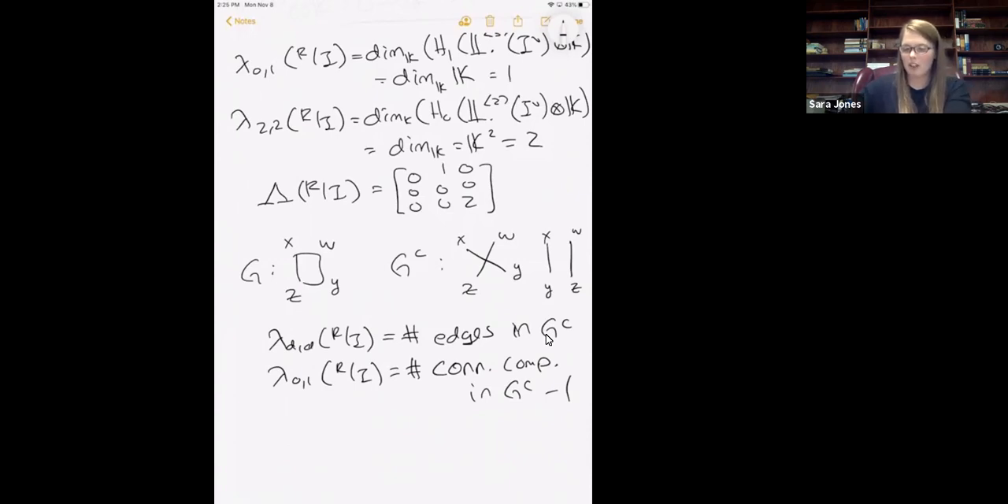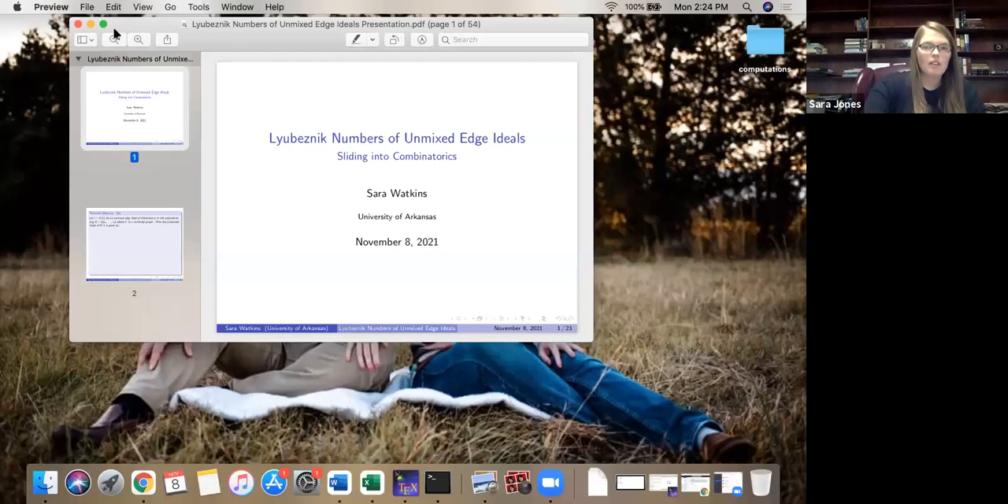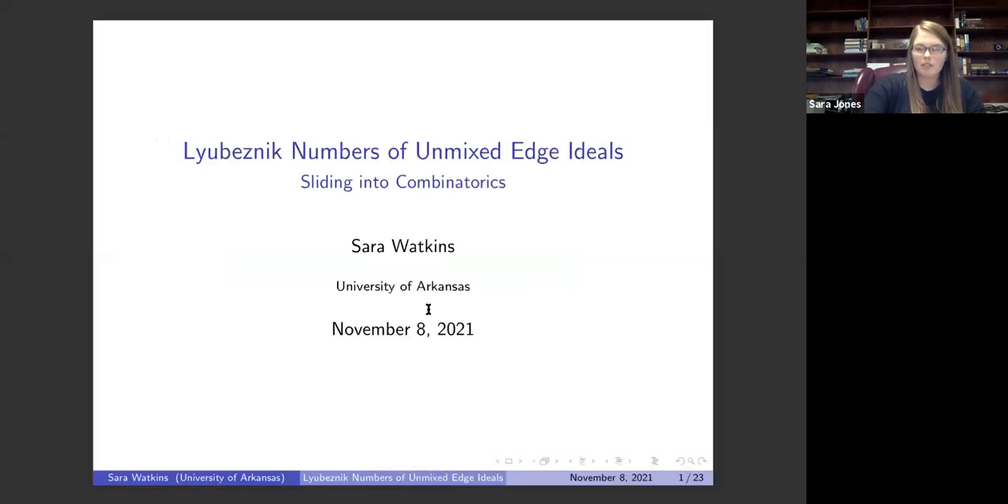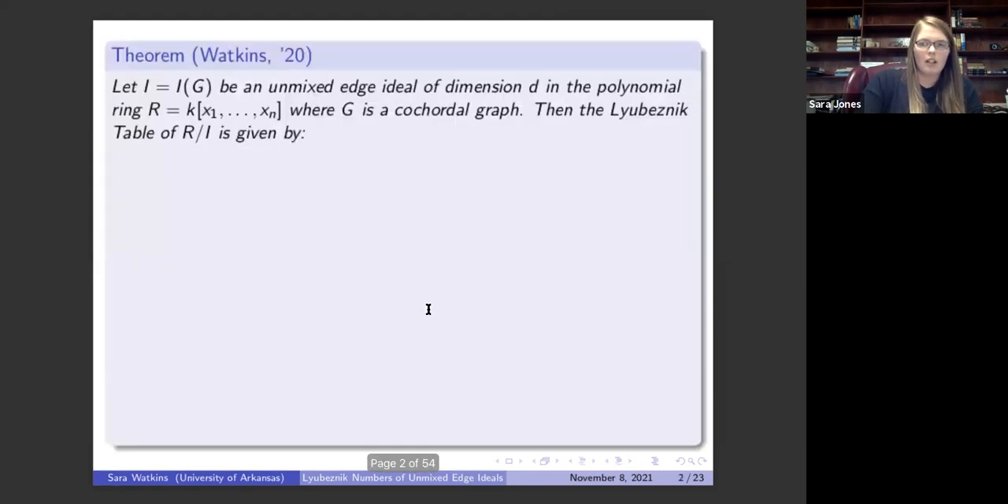So to do that, I'm actually going to switch to a slide portion of the talk. And my hope was that this was going to be a pretty effortless switch here. So let me switch to this. Can y'all see those slides okay? Okay. Yes, Lyubeznik numbers of edge ideals, unmixed edge ideals. This will be the slide portion, make it a little bit easier to show some of these tables without writing them all out. So in particular, here's the main result.